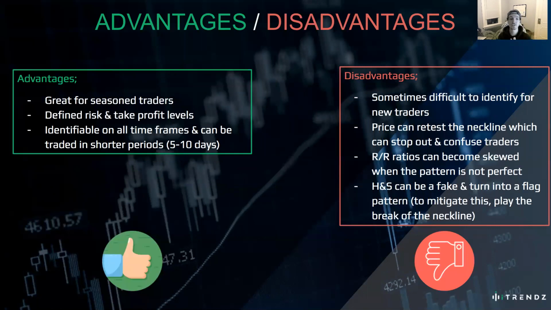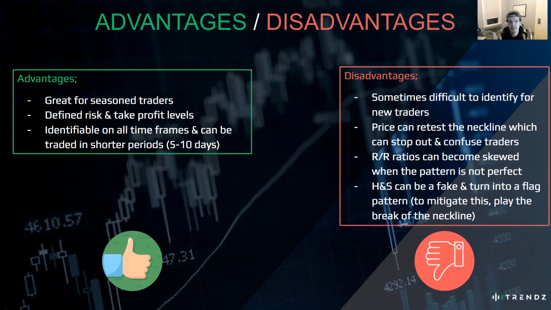Let's talk about some advantages or disadvantages. Well, one, it's great for seasoned traders. Like I said in the beginning, it's pretty easy to identify, right? Head and shoulders. I'm not going to finish that joke. It's great for seasoned traders because it's really easy to identify. It's easy to define your risk and take profit levels, and we'll get into that. And it's also identifiable on all time frames and can be traded in shorter time frames, like say 5 to 10 days or 10 to 20 days.